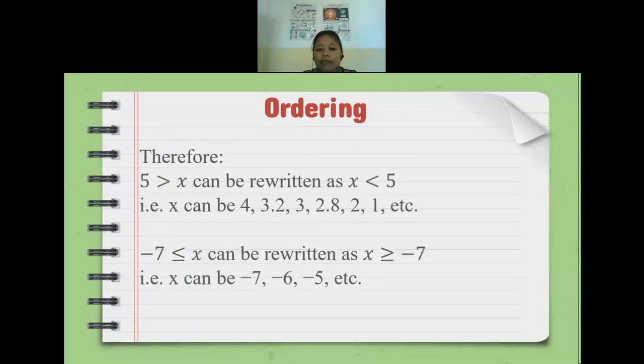So here I have 5 bigger than x. If you have difficulty finding the possible x values, it will be better to flip it. The x from the right side I move to the left side, the number 5 from the left side I move to the right side, and I also flip the sign. It is the same for -7 less than or equal to x. I can flip everything. It will be x bigger than or equal to -7. It will be easier.